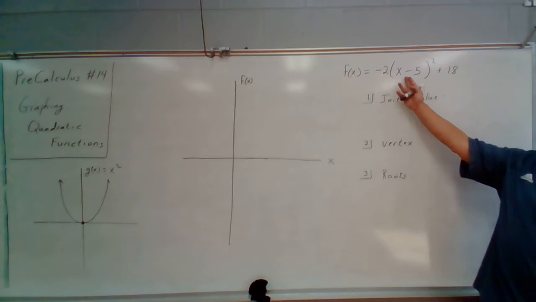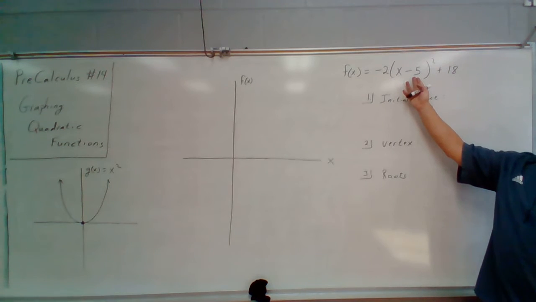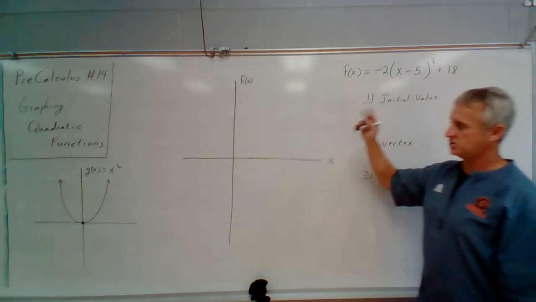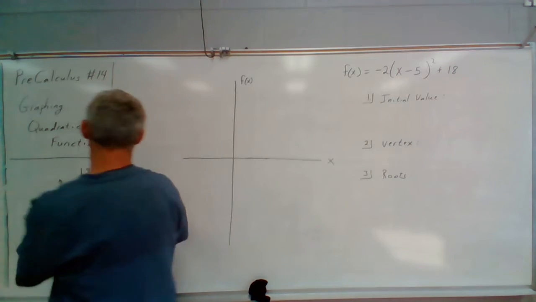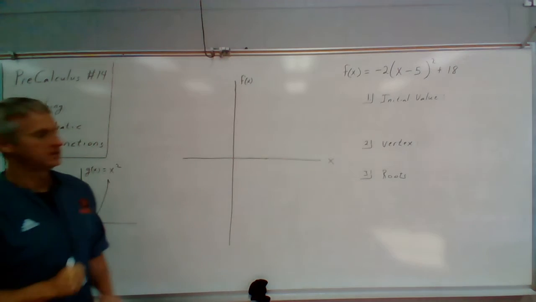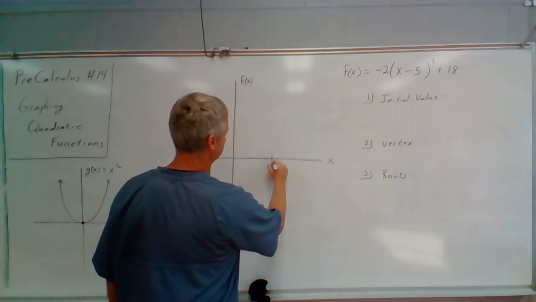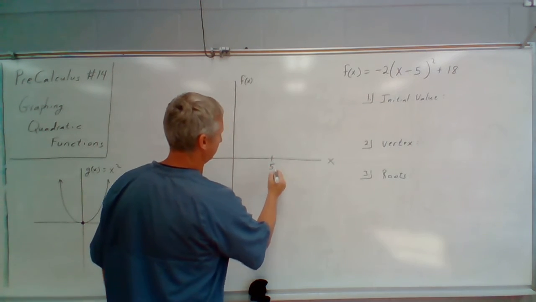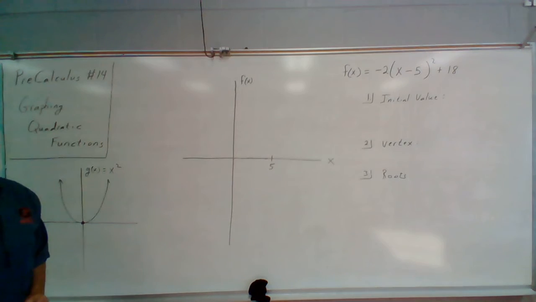So remember, this minus 5 inside the parentheses will shift this basic x squared graph 5 units to the right. So our vertex, which was at the origin, will move over to the right 5 units. So the x-coordinate of the vertex of this new function would be at 5.